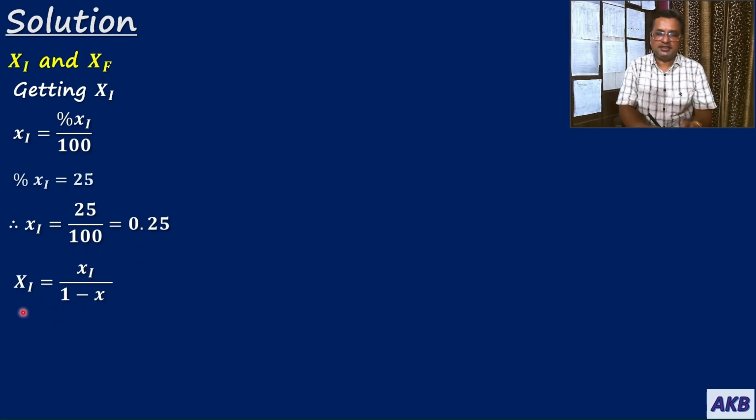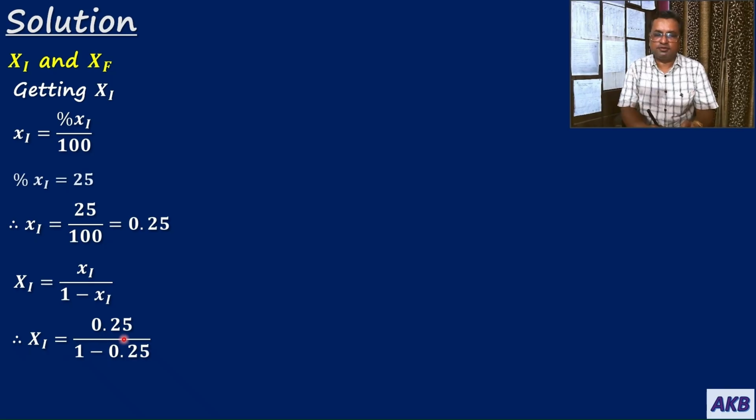And then we can easily find out capital Xi, which is small xi upon 1 minus small xi. Therefore, capital Xi is equal to 0.25 divided by 1 minus 0.25. That gives us capital Xi as 0.333.